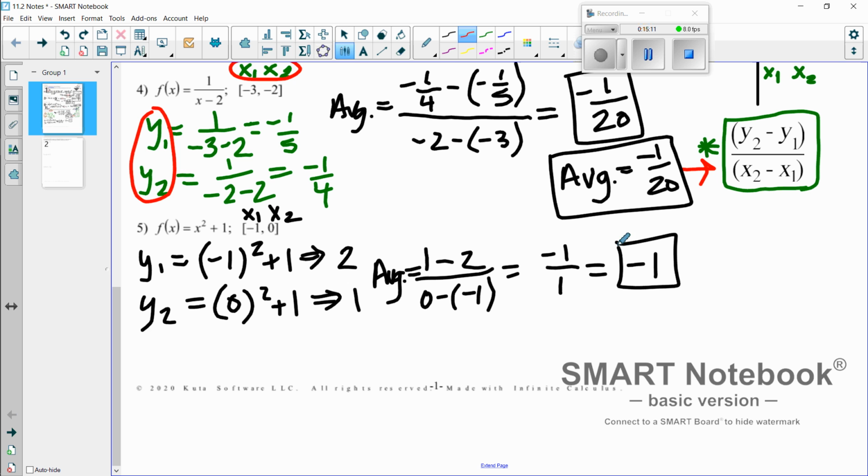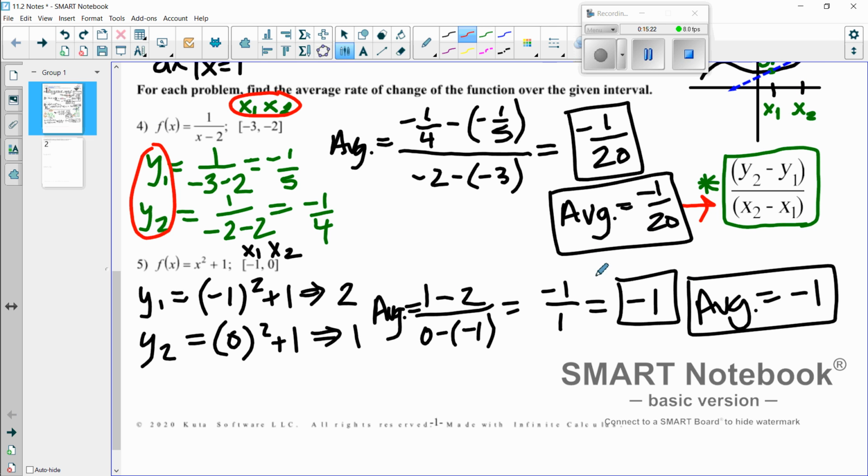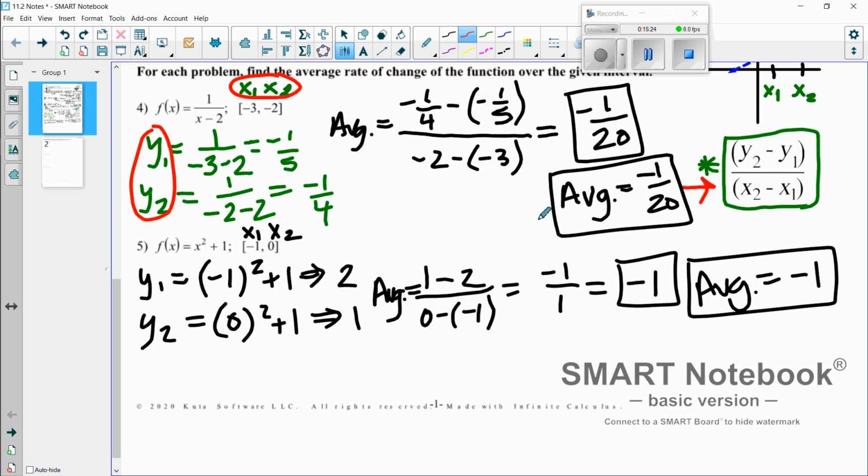So our average rate of change, number 5, is just negative 1. Okay? Hopefully that's getting quick for you guys. Again, just the slope formula. Nothing too crazy. So again, pause, rewind, fast forward if you need to. Okay? Otherwise, we'll keep going here.